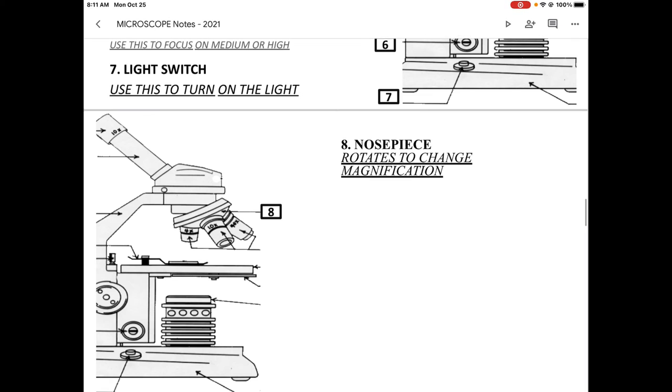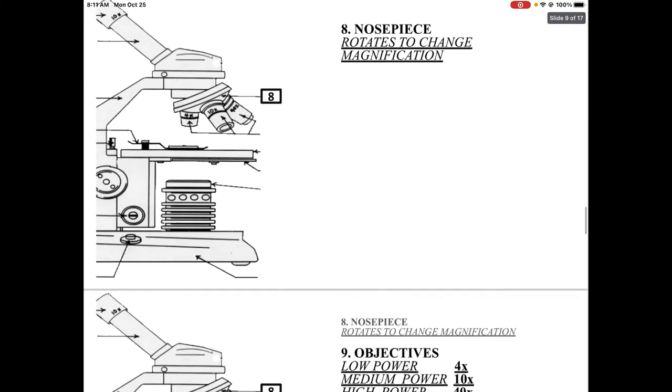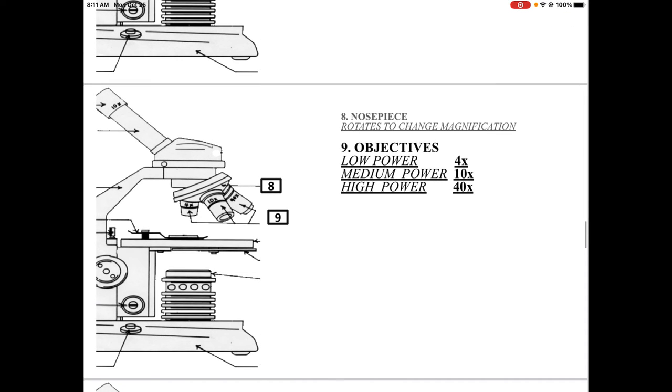Then we have the nose piece. The nose piece rotates our three lenses to change how zoomed in or how magnified we are. Those are low power, which is labeled with a 4x, medium power, which is 10x, and high power, which is 40x. High power actually doesn't work on most of the microscopes because when people crank the knobs to focus, they can kind of get the gears out of whack. But for most of our microscopes, all we really need is medium power.